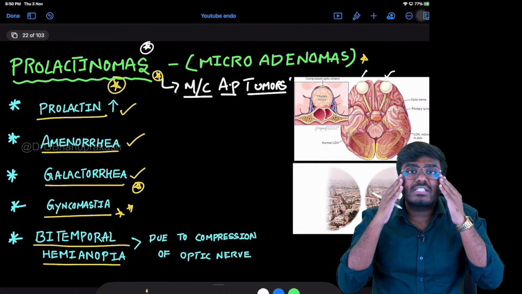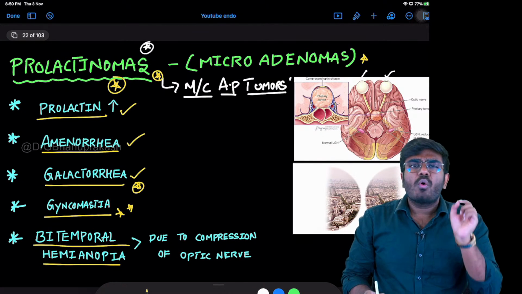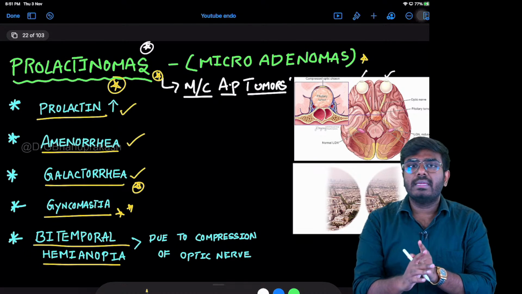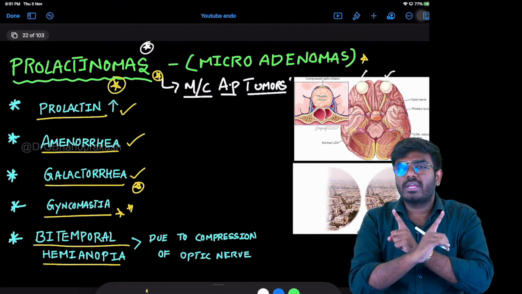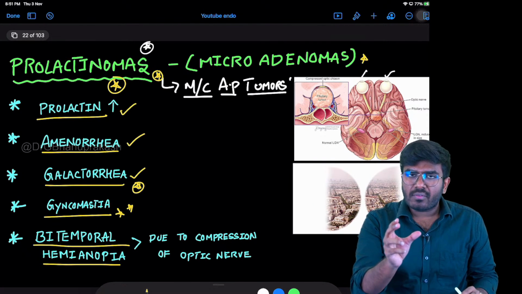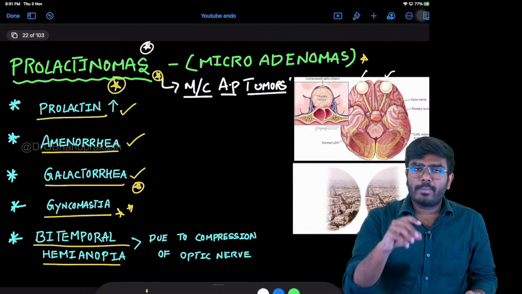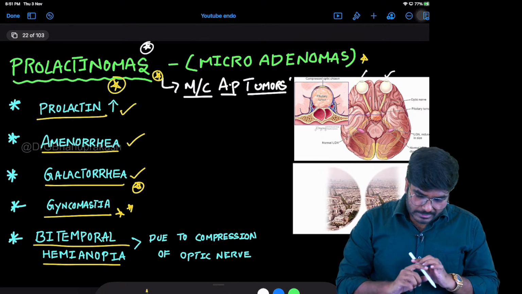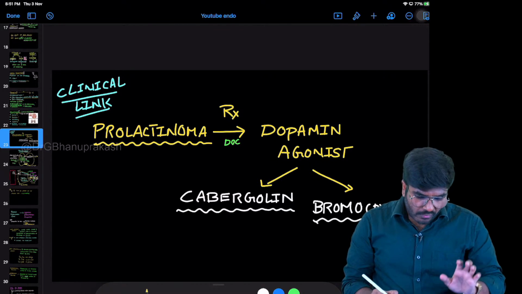Bitemporal hemianopsia means the person is going to lose vision, especially on the temporal sides. Why especially on the temporal sides? That's a totally different topic. You need to know which are the nasal retinal fibers and the temporal retinal fibers, and which fibers are crossing in the optic chiasma. That's a totally different topic. But here what I want you to understand is, sir, this tumor will compress the optic chiasma so that retinal fibers are damaged. The patient is going to lose vision, especially on the temporal sides.